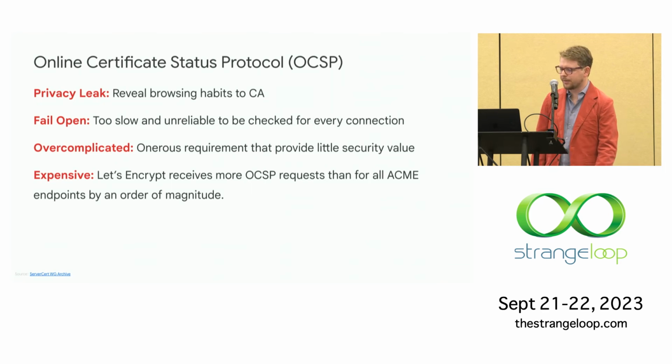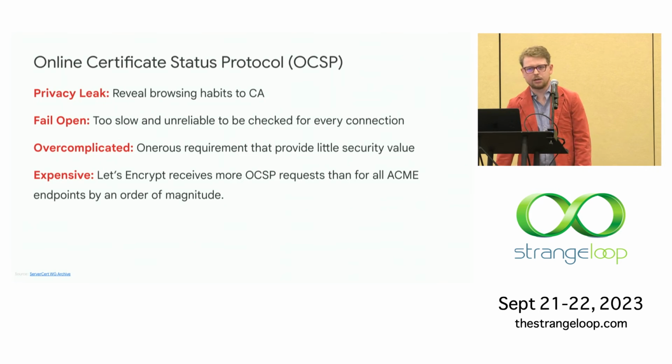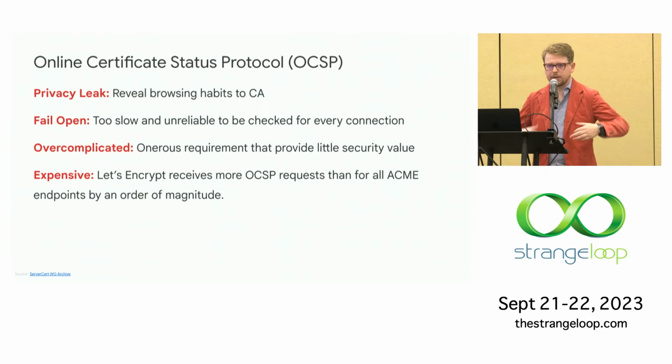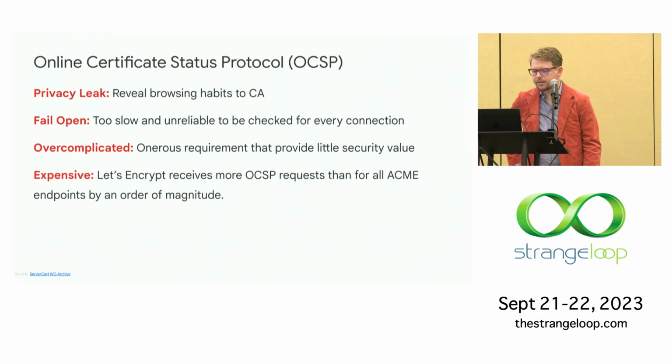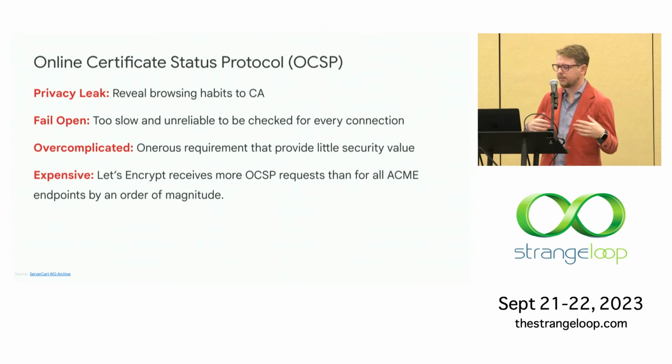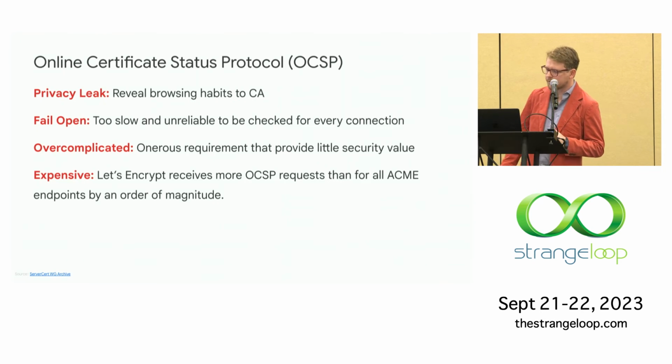This also has a ton of problems. For one, it's a privacy leak. It reveals browsing habits to the CA, which you probably don't want if you're checking it on every connection. It's too slow and unreliable to be fail closed, so it has to be fail open. Once it's fail open, you ask, why do we even check this? So browsers didn't check it either at all or most of the time, unless you enabled weird specific settings for it, which some larger organizations did.